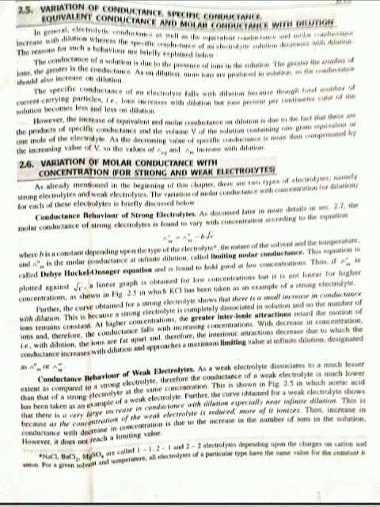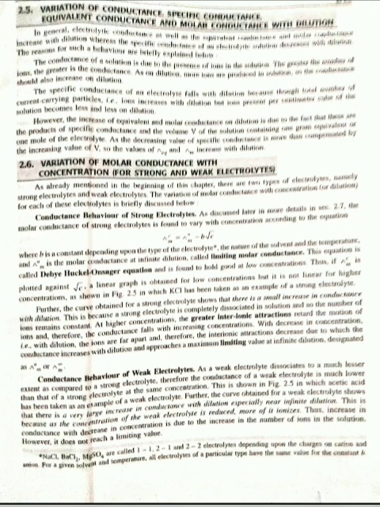The conductance of a solution is due to the presence of ions in the solution. The greater the number of ions, the greater is the conductance. As on dilution more ions are produced in solution, the conductance should also increase on dilution. The specific conductance of an electrolyte falls with dilution because the total number of current carrying particles, that is ions, increases with dilution, but ions present per centimeter cube of the solution becomes less and less on dilution.